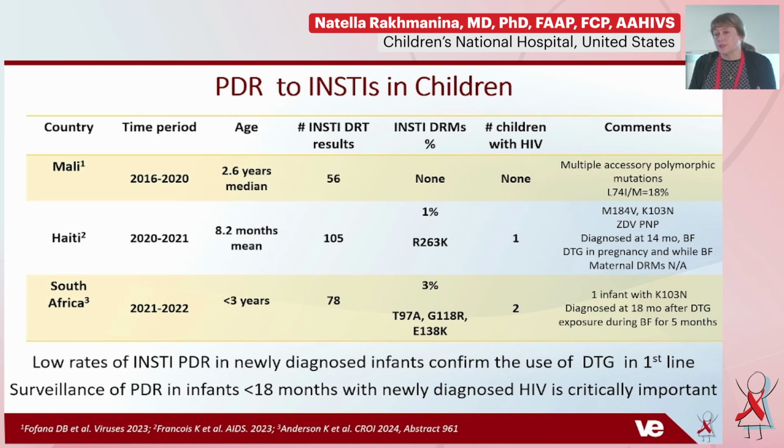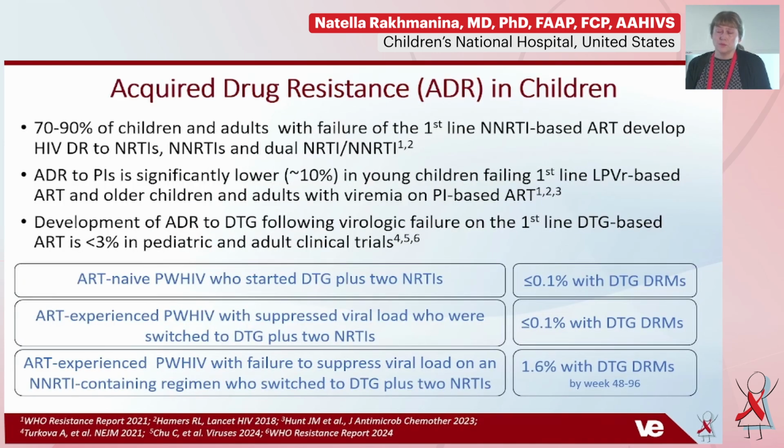Overall, the low rates of INSTI-PDR in children so far, with very early and emerging data, suggest that we have made the right choice with the first-line DTG-based regimens in young children, and surveillance needs to go on so we can tease out this data more as we go forward. And I just want to say that the denominator always needs to be kept in mind. The percentages I show you are against the samples with variable INSTI-DRT results and not against the samples of infants who were exposed to DTG.